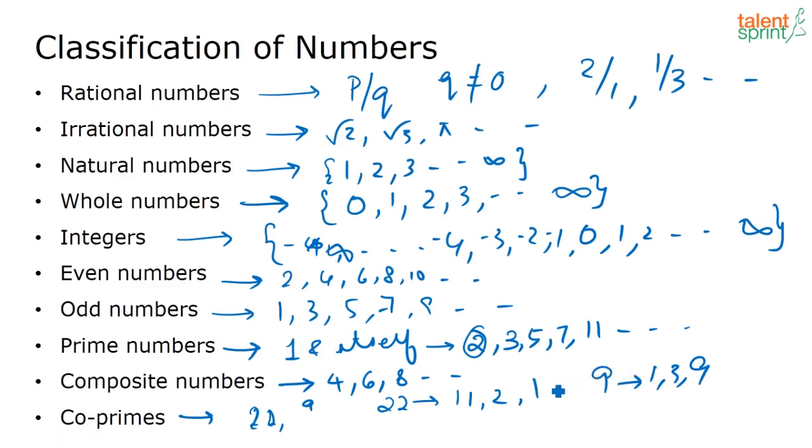Similarly, 9 is also not a prime number, it's a composite number. But when you compare these two numbers, they have only one common factor, that is 1. So, they are called coprimes. When taken alone, they might not be prime numbers, but when you consider the two numbers together, it's called a coprime. Or if you take the HCF of these two numbers, you get the HCF as 1, then also you call it a coprime.